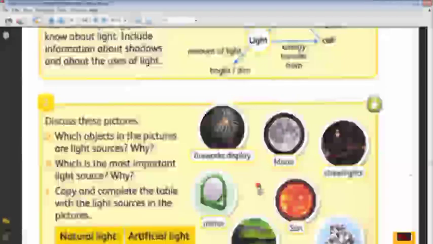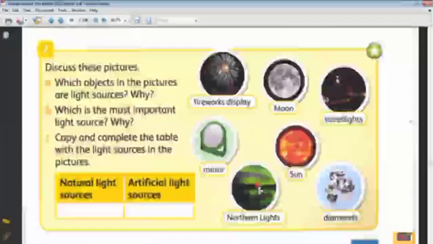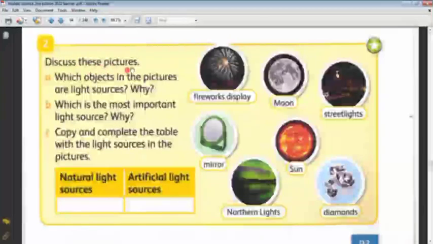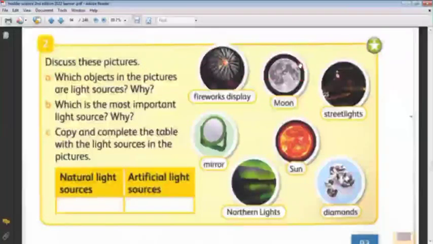Okay. In activity 2, we will talk about the natural light sources and the artificial light sources. Discuss this picture. We have here the fireworks, the moon, street light, mirror, sun, diamonds, and northern lights. Which objects in the pictures are light sources? Northern lights, diamonds, sun, street lights, moon, fireworks. Okay, let's talk about that.